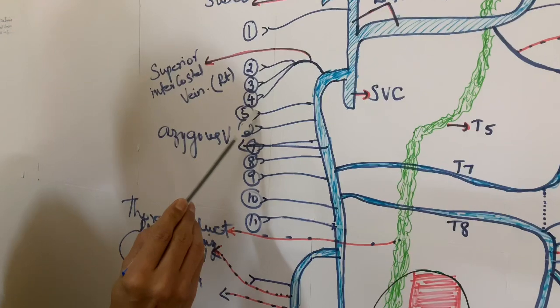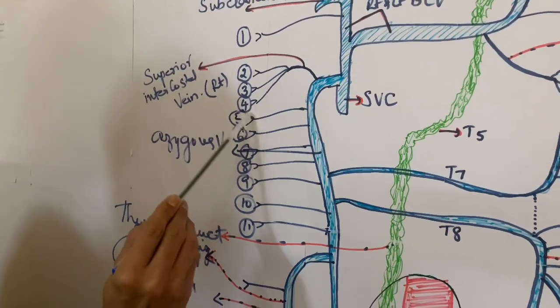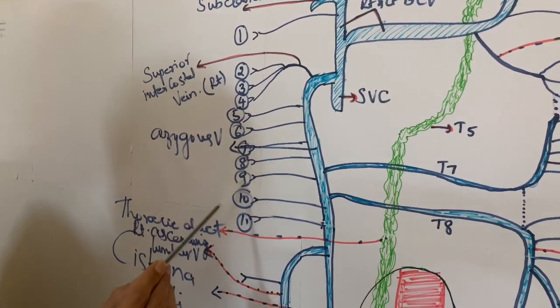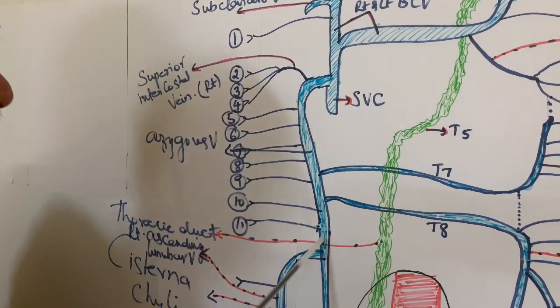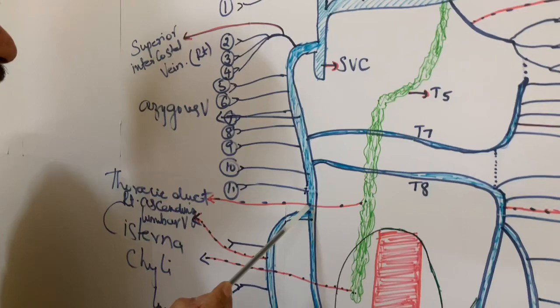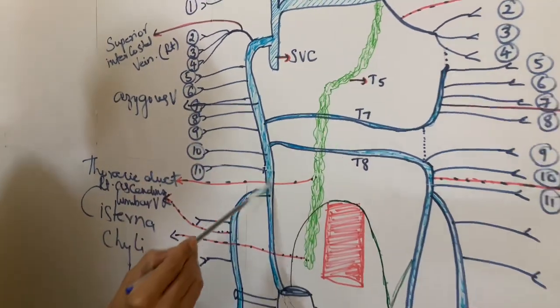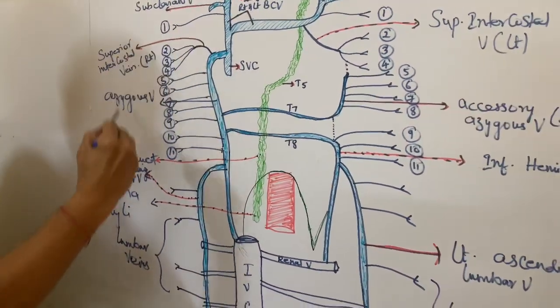Whereas the right 5th, 6th, 7th, 8th, 9th, 10th, 11th posterior intercostal veins drain directly into the azygous vein. This is the azygous vein. This is on the right side.